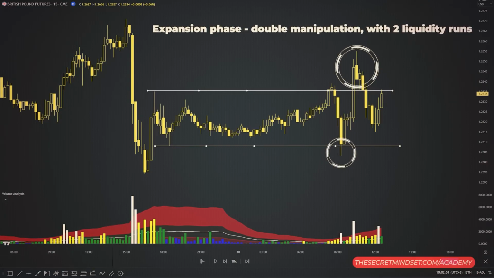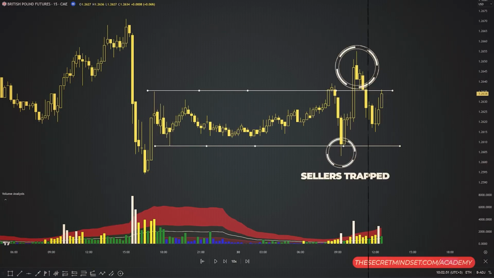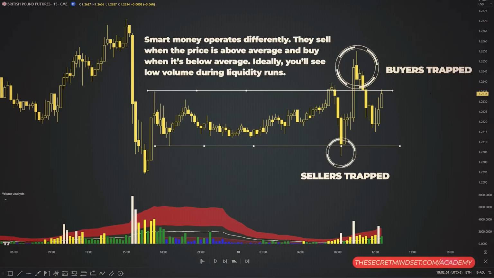First, a breakout below the range. As soon as they see the market breaking down, retail traders start selling, believing it will continue to decline. Then, later, when they see the market breaking up, they start buying, assuming it will rise further. However, what they fail to understand is that smart money operates differently. They sell when the price is above average and buy when it's below average.